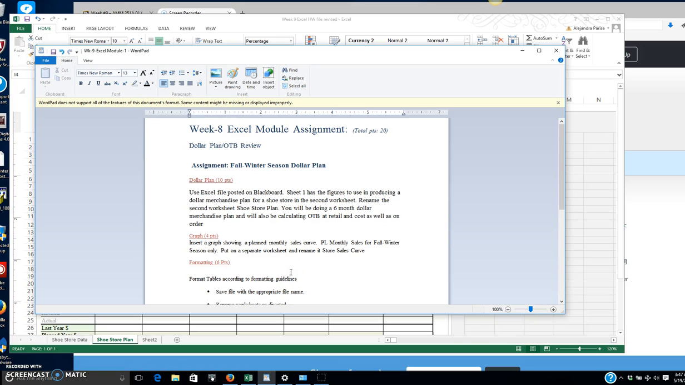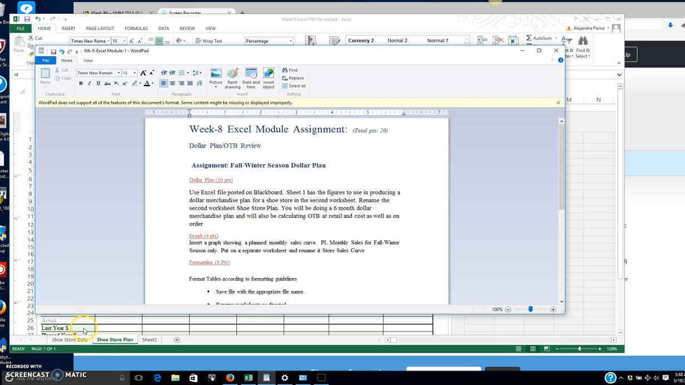Welcome to the Week 8 Excel module, in which you will be doing a dollar merchandise plan, which includes on order and open to buy for the fall winter season for a women's shoe store. So you're going to be using the Excel sheet, and there are two Excel worksheets.